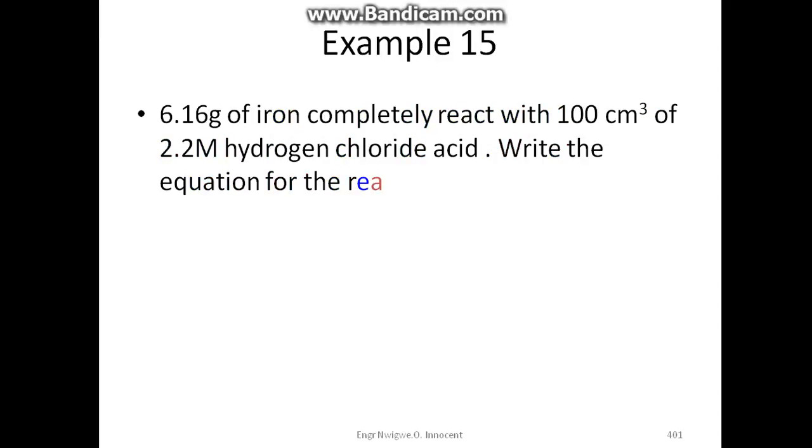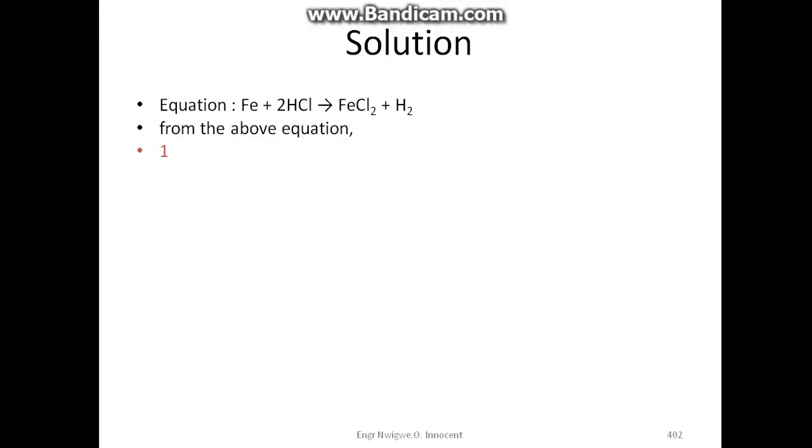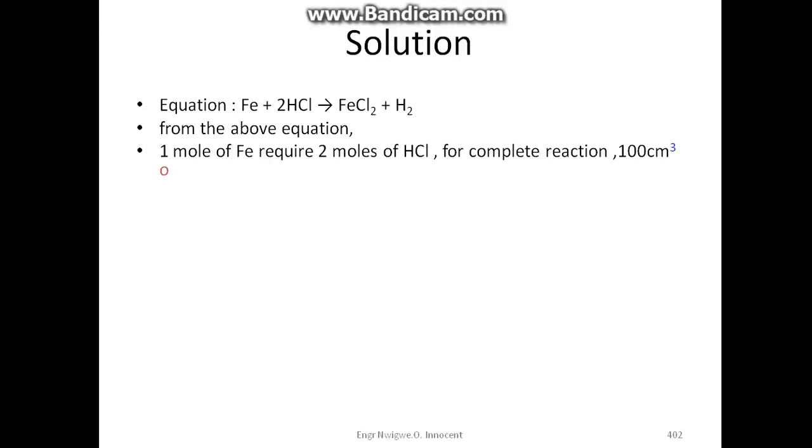Example 15. 6.16 gram of iron completely reacts with 1000 cm cube of 2.2 molarity hydrogen chloride acid. Write the equation for the reaction and calculate the relative atomic mass of iron. Solution. Equation: iron plus 2 moles of hydrogen chloride to give iron chloride plus hydrogen. From the above equation, 1 mole of iron requires 2 moles of hydrogen chloride for complete reaction. 100 cm cube of 2.2 molarity of hydrogen chloride requires 6.16 gram of iron for complete reaction.